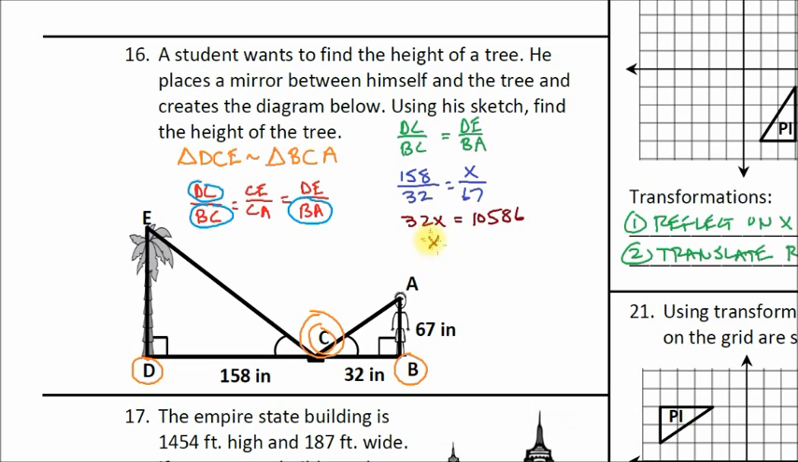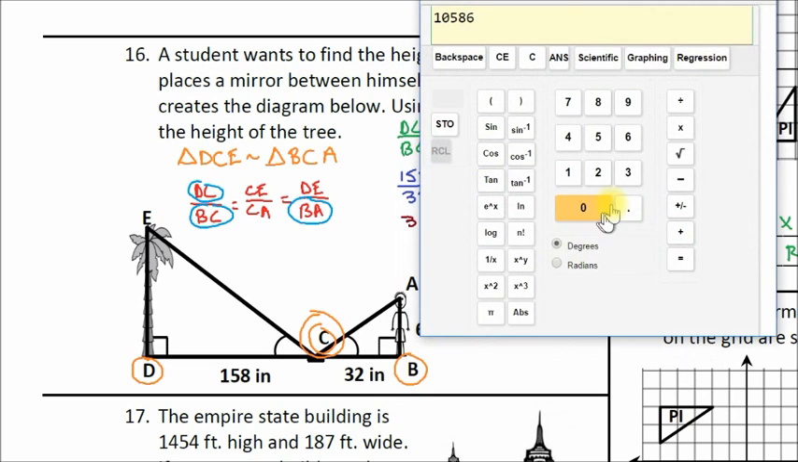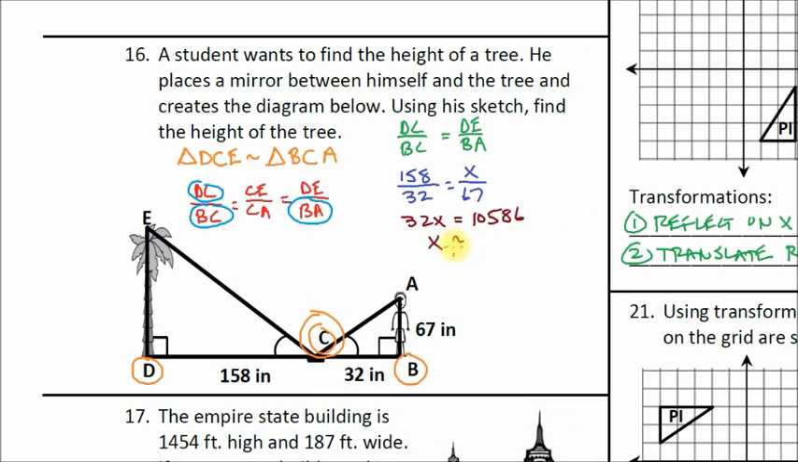And now we're going to divide both sides by 32. Let's divide this by 32. And we've got 330.8, rounded to one decimal, so approximately 330.8. So our final answer is the height is 330.8, and we're looking at inches here, so inches.